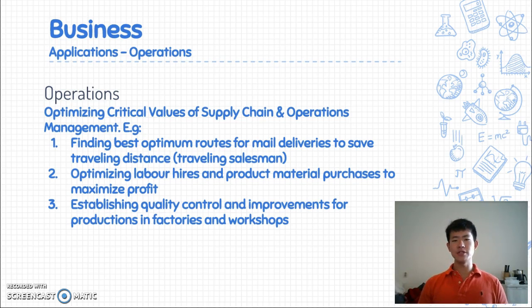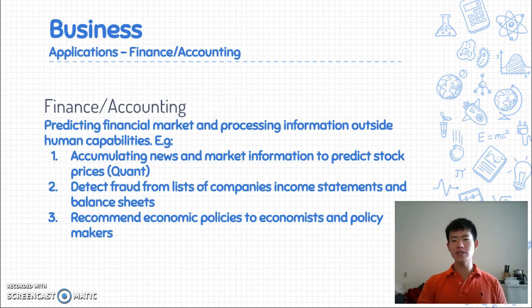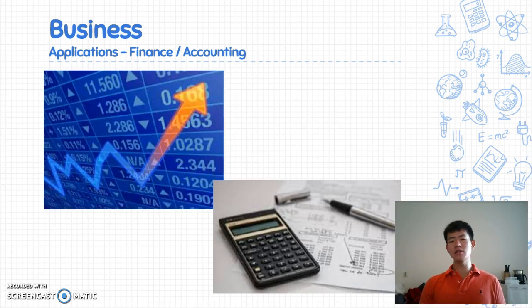So for operations, we talk about DHL or maybe a cheese factory. How much cheese and what kind of cheese do you need to produce in order to maximize your profit, for example. And finance or accounting talks about straightforward forms, maybe income statements, fraud detection.